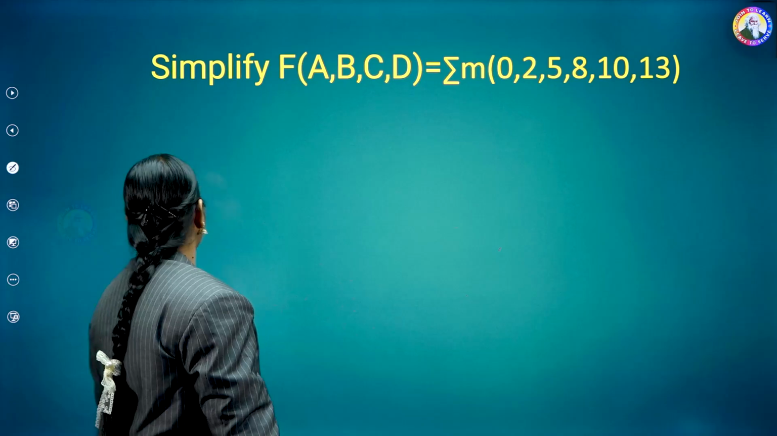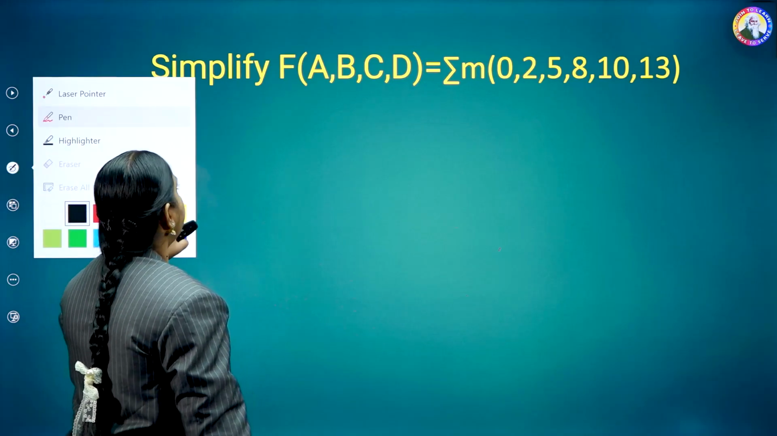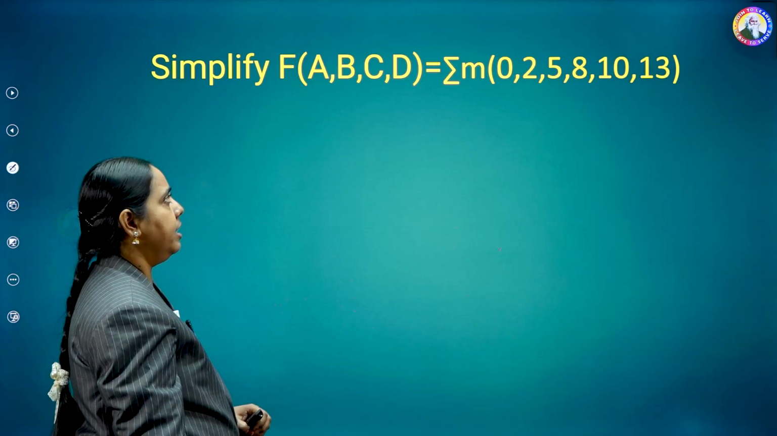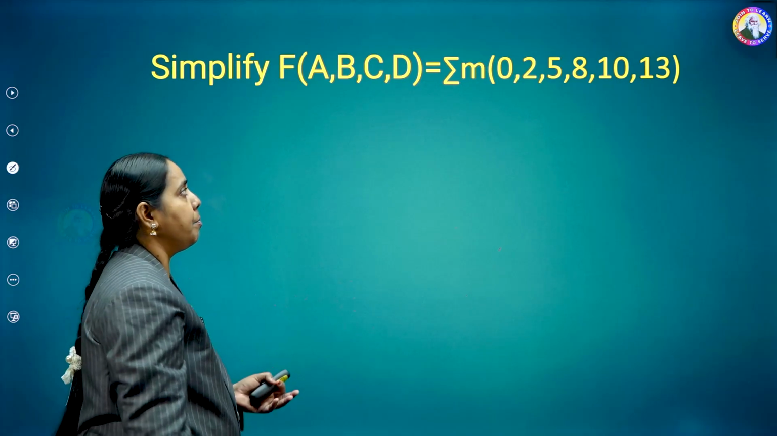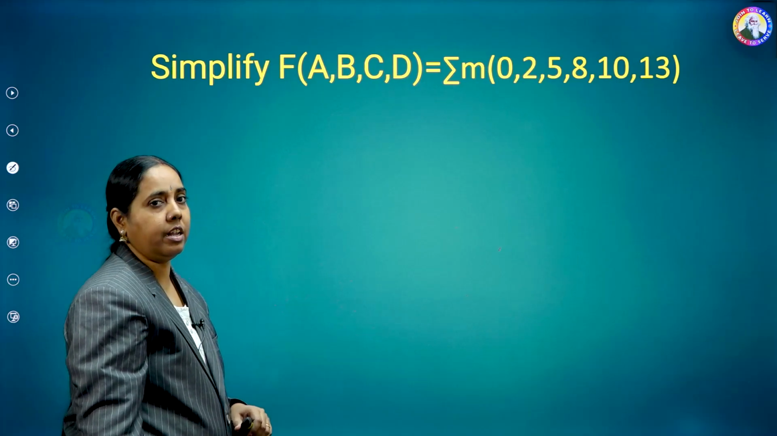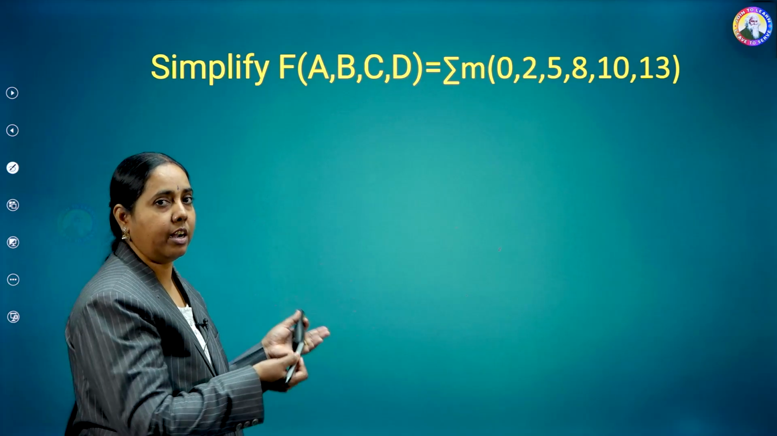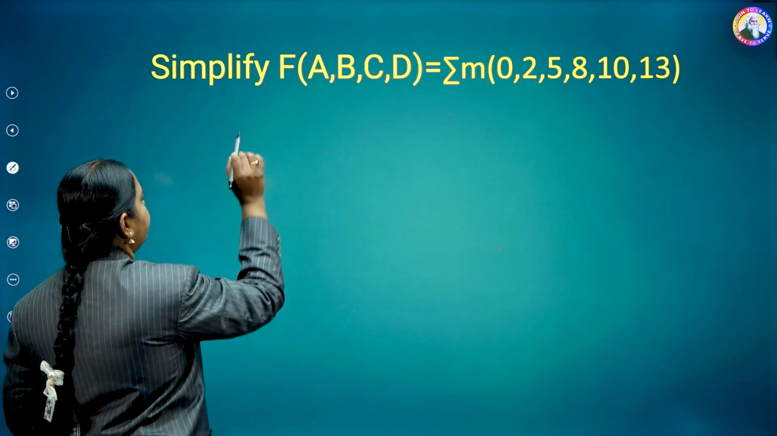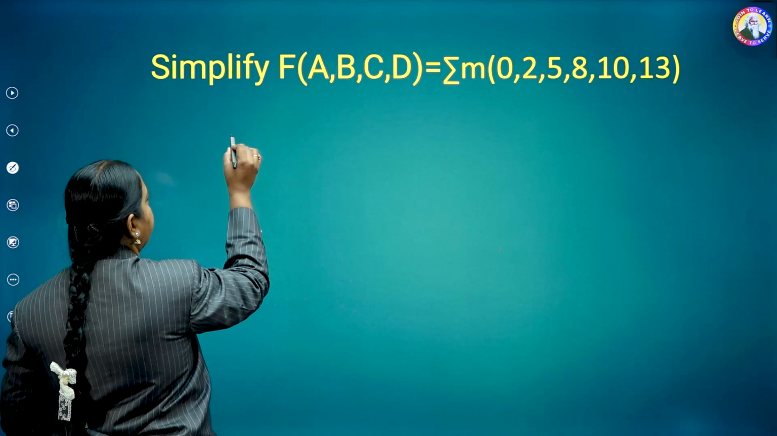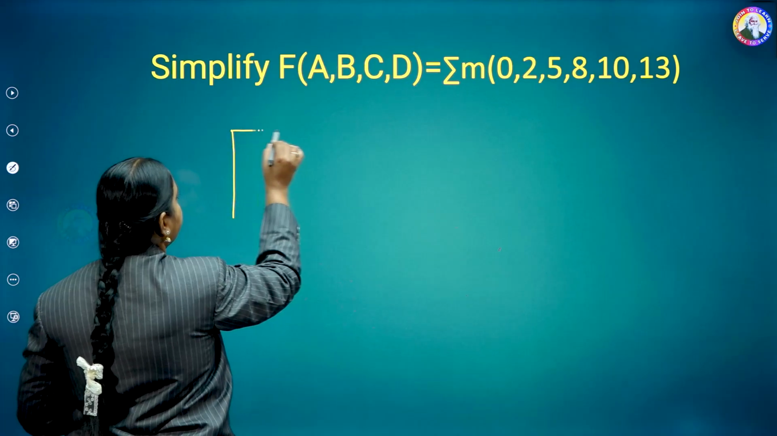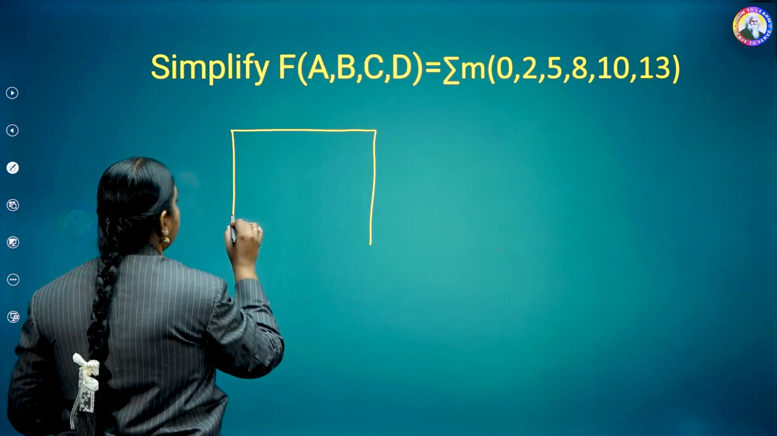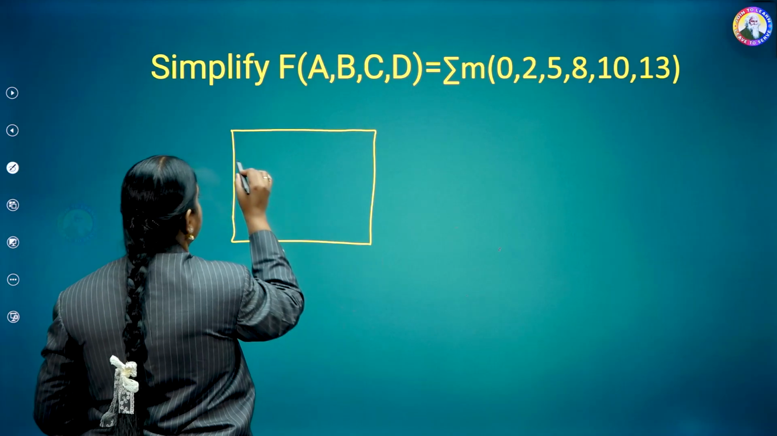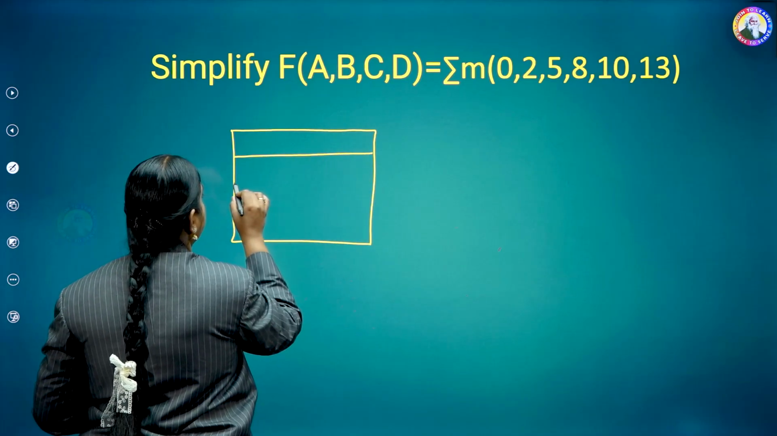Here the question is given as simplify f of a, b, c, d equals sigma m of 0 to 5, 8, 10, 13. Like what I did for 3 variables, the same I need to do with the 4 variable K-map. First of all I need to draw the 4 variable K-map for this one. A 4 variable K-map comprises 16 cells.